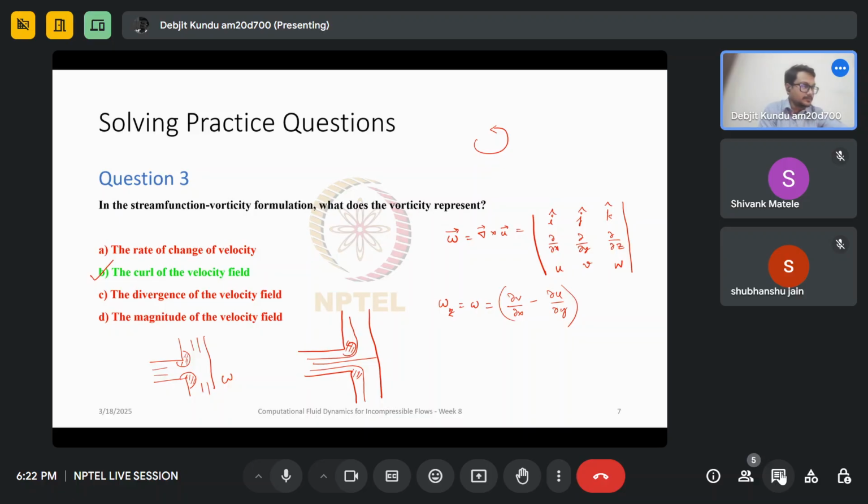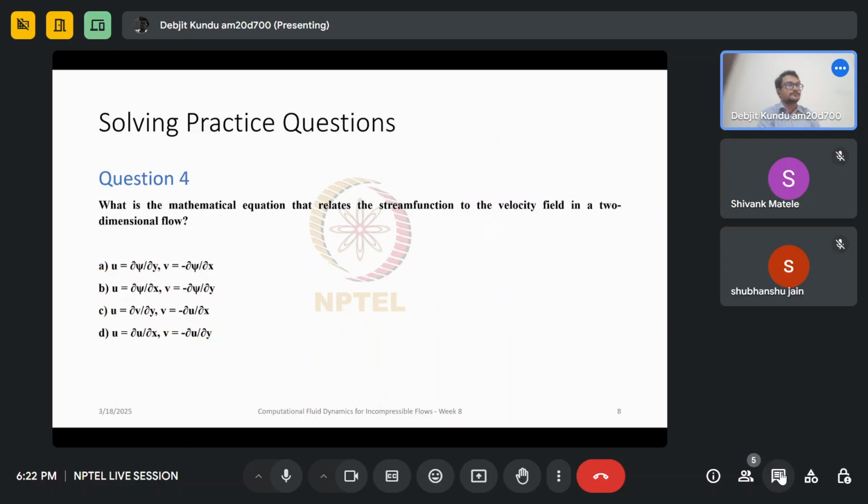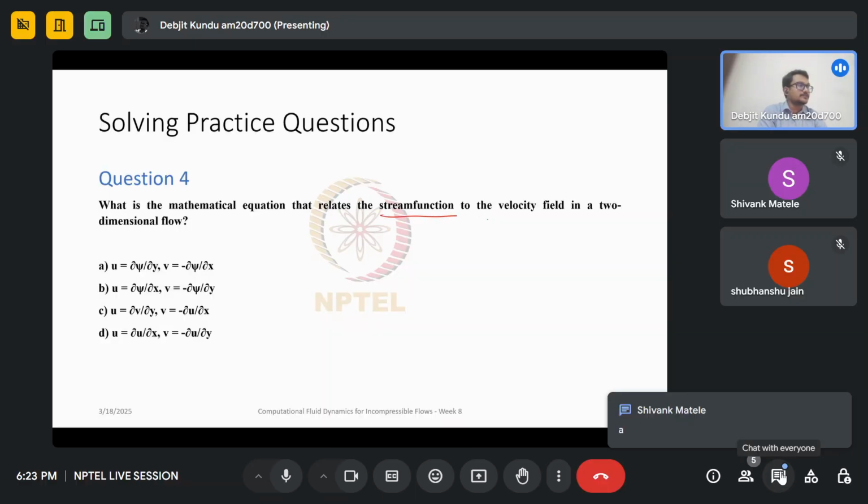Okay, let's move along. We'll move on to question number 4 now, which is asking what is the mathematical equation? We have four options here, and each option has two equations. What is the correct set of mathematical equations that relates the stream function to the velocity field in a 2D flow?